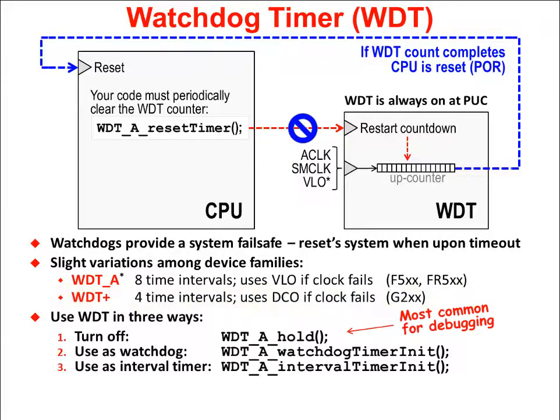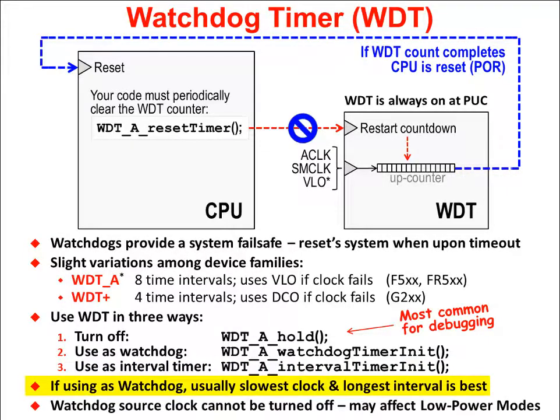You can use the Watchdog Timer in 3 ways. You can turn it off. This is what we do for most of our common debugging when we're trying to get a program up and running. That's what we'll do in Lab A of this chapter. You could also use it as a watchdog, and we will try that out if you do the optional Lab B. And then finally, later on in the workshop, we'll use the Watchdog Timer as just a standard old interval timer.